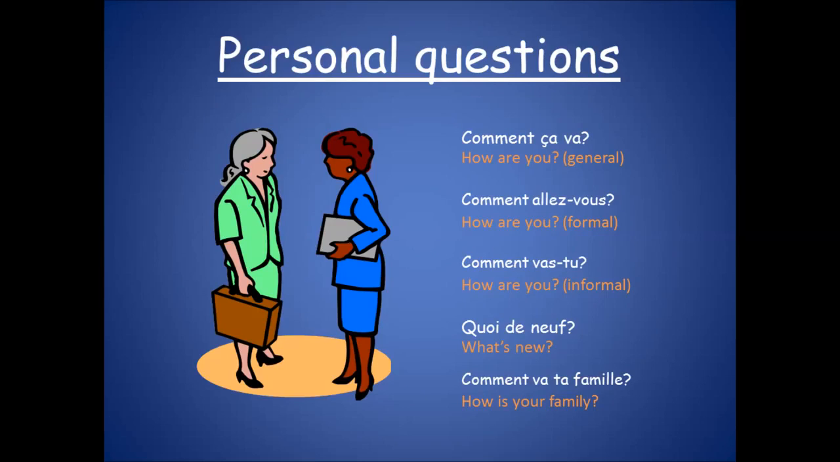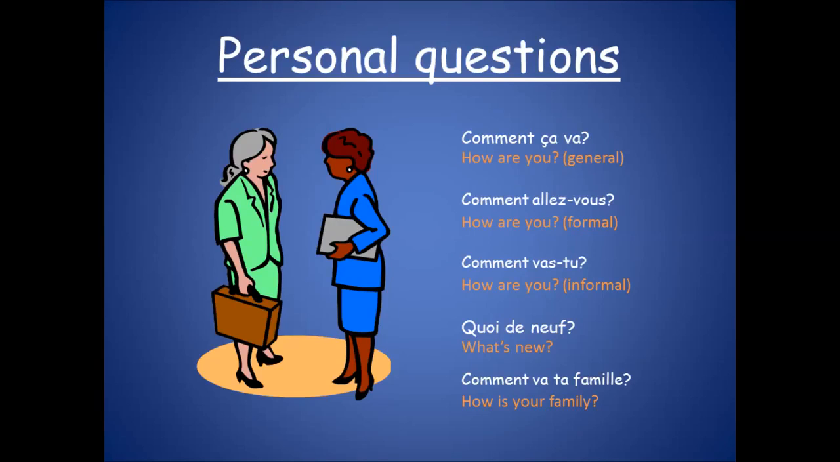Personal questions. So you might meet somebody, you want to know how they are, you might want to know what's been going on in their life. So we'll lead with comment ça va? Okay, we'll use that for how are you? That's quite a general one, as I say. That can be used with friends, that can be used with people that you don't know in this case.